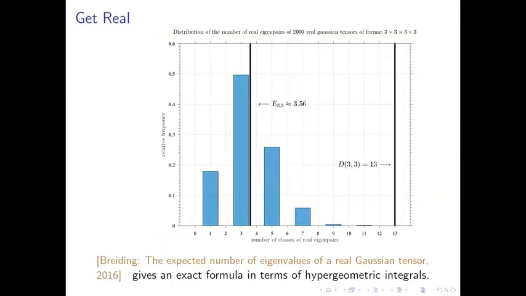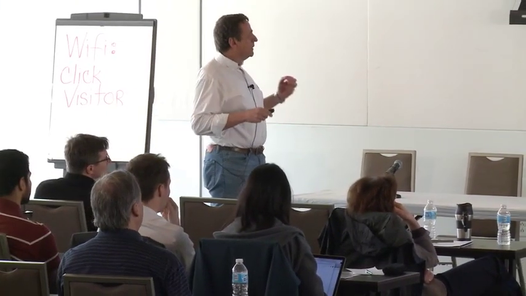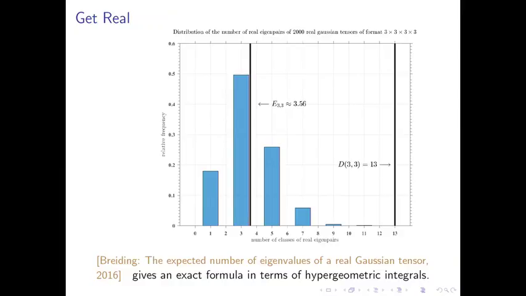This was answered last year in a beautiful paper by Paul Breiding. The title of his paper is The Expected Number of Eigenvalues of a Real Gaussian Tensor. A Gaussian tensor is one where the entries are independently drawn from the standard normal distribution. Random matrix theory is well established, so this is a sort of study in random tensor theory. We're picking the entries of the tensor as independent 0, 1 Gaussians. And then Paul gives an exact formula for the expected number in terms of hypergeometric integrals. He doesn't quite get the moments, but he gives a beautiful formula for the expected value.